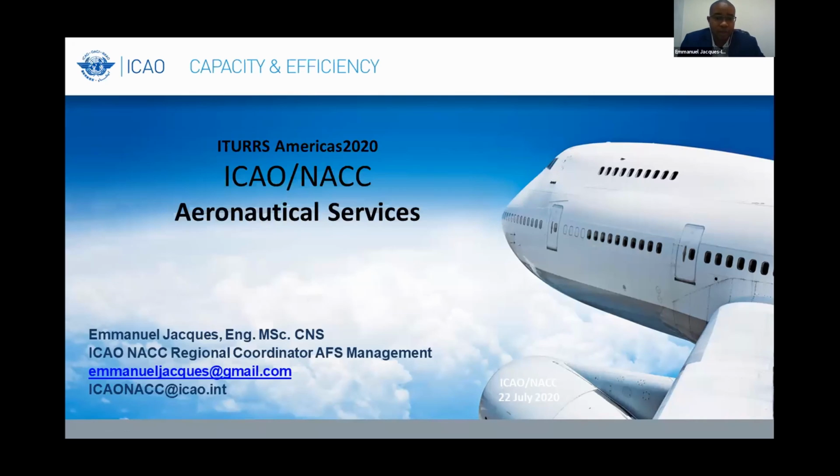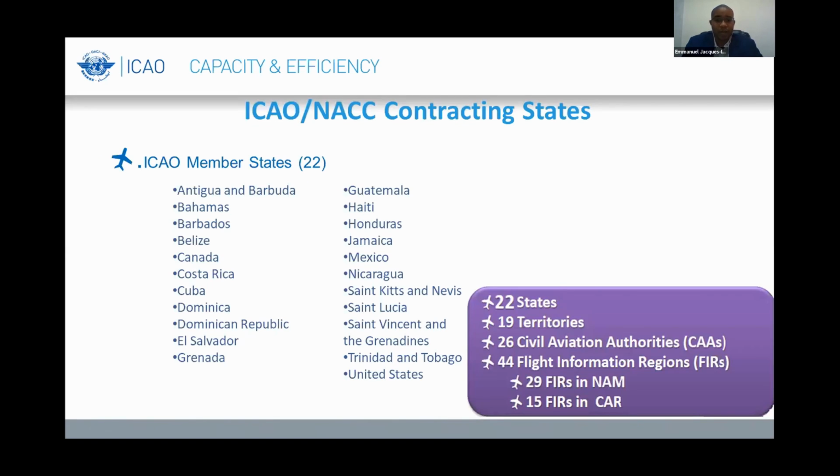Okay, so my presentation will be mostly to present the challenges of the aeronautical service, and foremost in the area of the North American and Caribbean region. And first of all, I would like to acknowledge that the ICAO NAC regional office has 22 member states, which covers mostly the Caribbean and North American countries, and also the Central American countries. You can see the list of countries here.